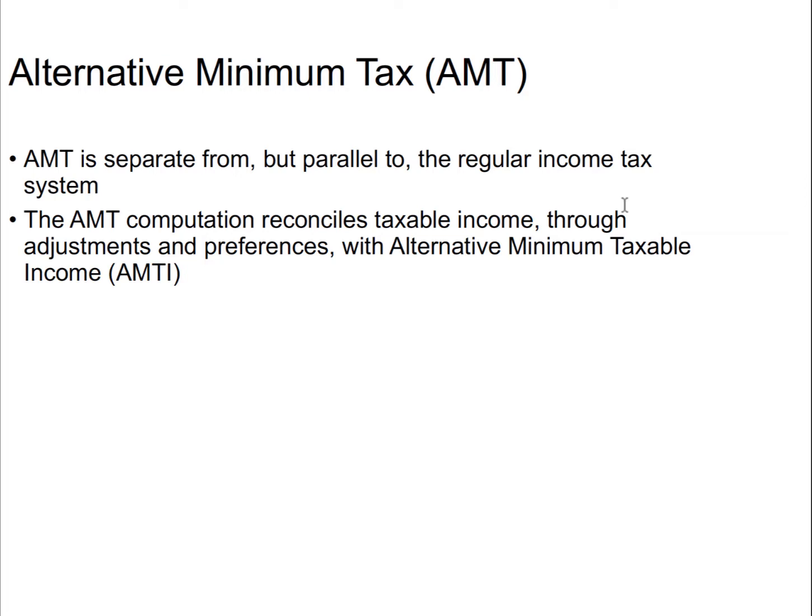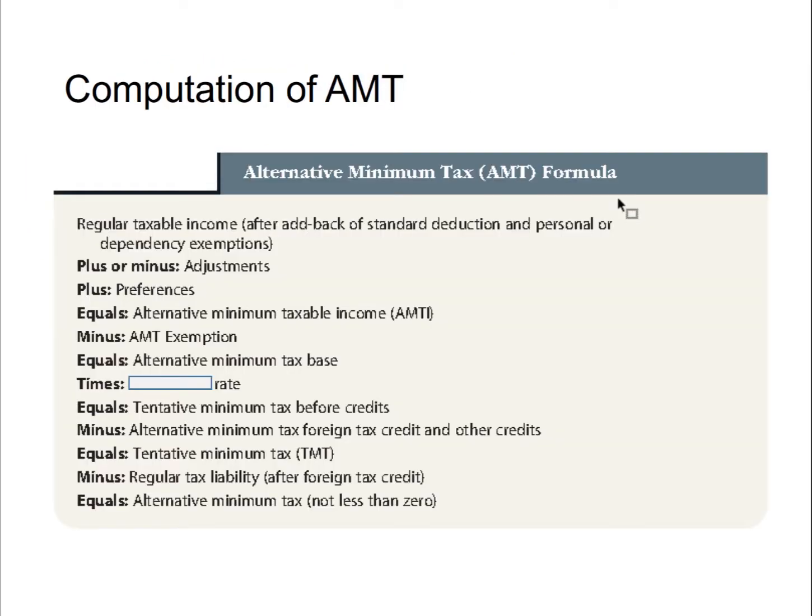So the AMT computation reconciles taxable income, through adjustments and preferences, which I'll mention, with alternative minimum taxable income. The idea is that you calculate taxable income and the amount of tax due, the tax liability, and then you also calculate this side tax, the AMT. If the AMT is higher for that individual, you add on the difference between the tax under the normal tax system and the AMT to the income tax. So it's a way to make sure the individual is paying a minimum tax, if you will.